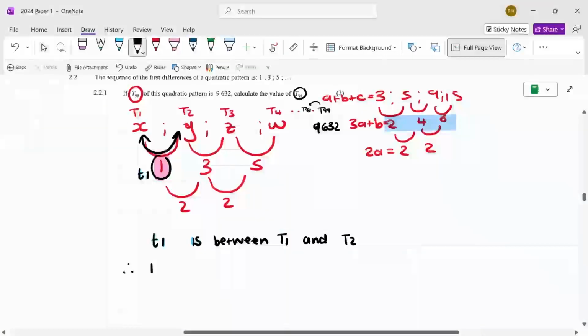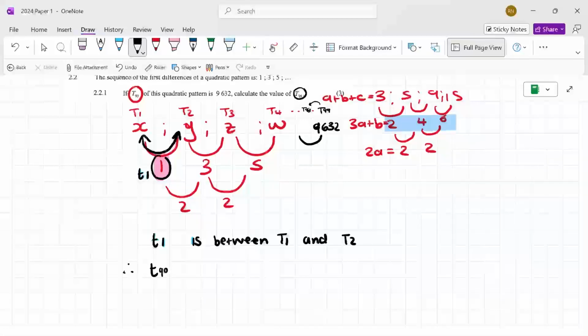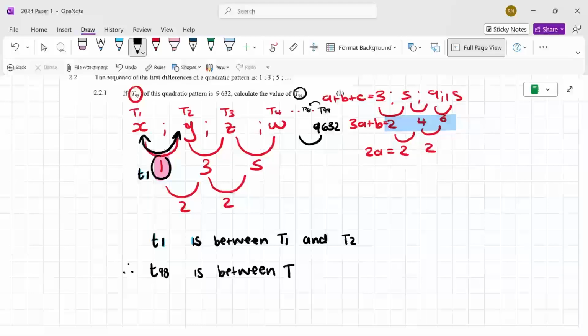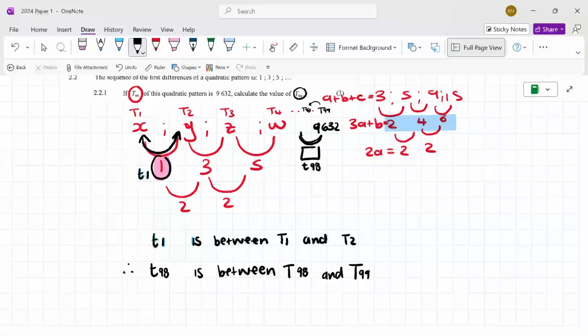Therefore, what would be between here? Small t98 is between T98 and T99, right? So if I can find small t98, I can just subtract whatever this number is from this 9,632 and get the number before it, right?